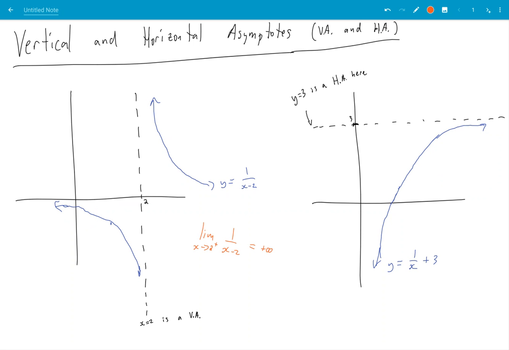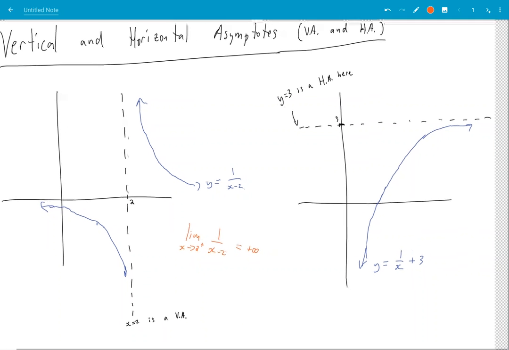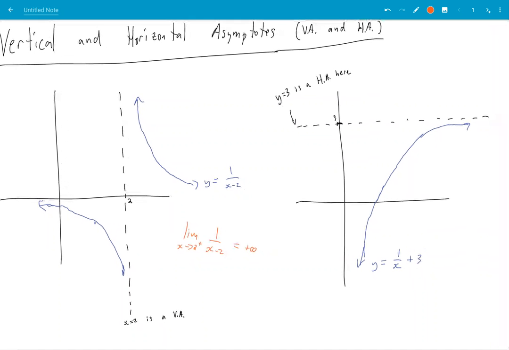And the horizontal asymptote is a different kind of limit. You take the limit as x goes to infinity of 1 over x plus 3. This is going to give me the 3 here.